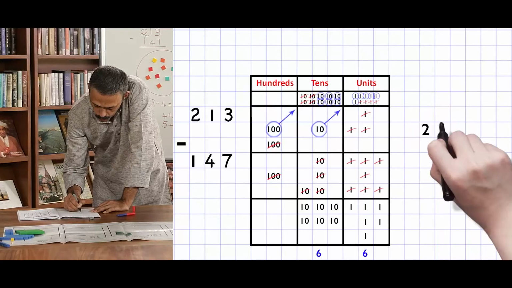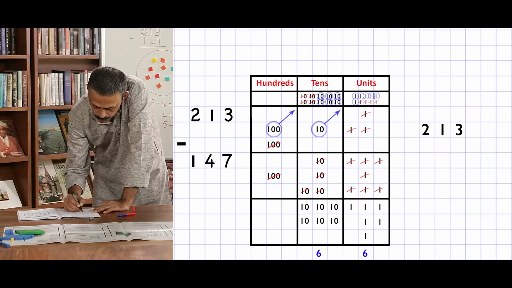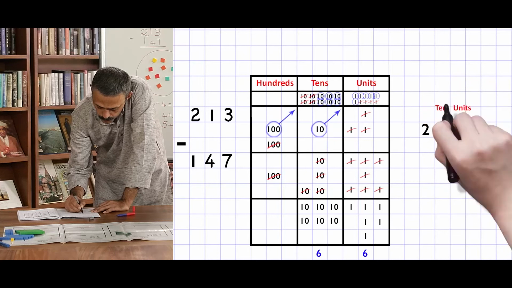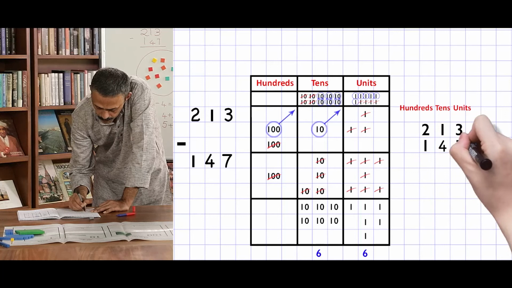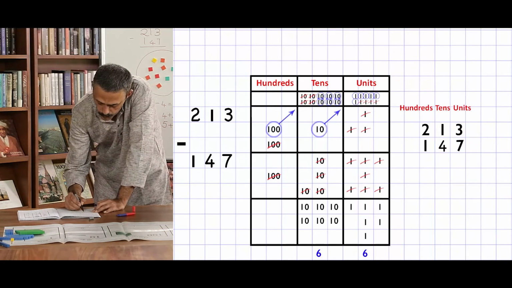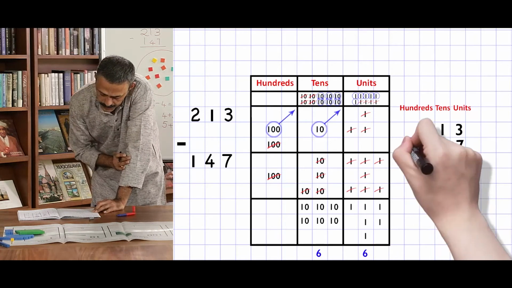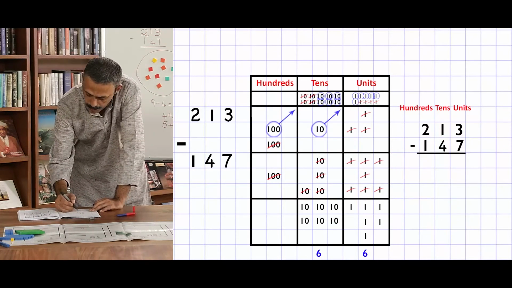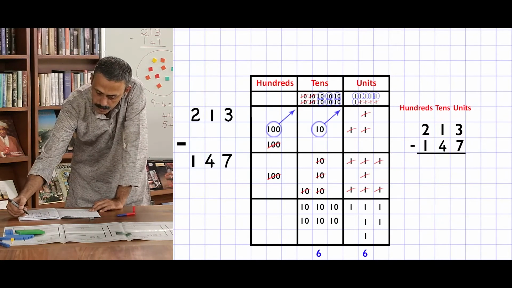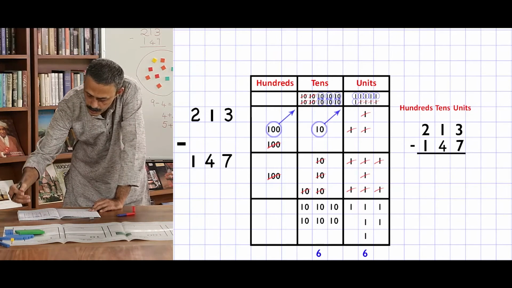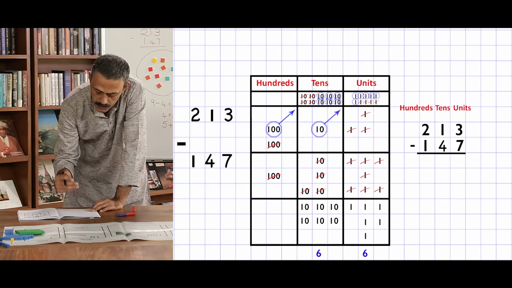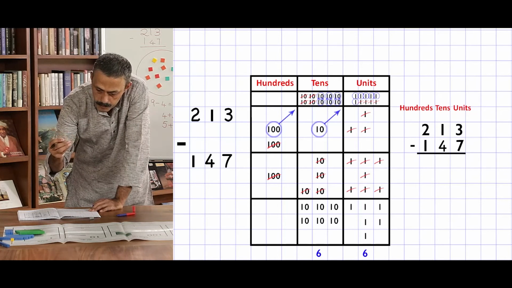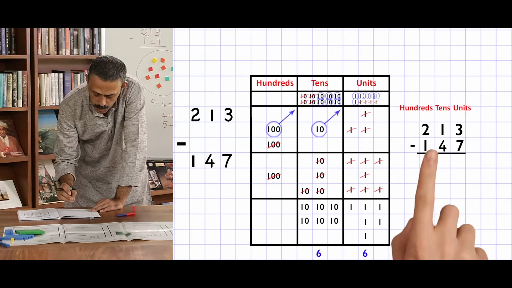So it is 66. How can we write it in the abstract form? Let us see that as well. 213, units, tens, hundreds, 147. We are subtracting 147 from 213. We have to remember the vocabulary. Whichever vocabulary we used in the concrete and representational stages should be used in the abstract stage. The same method should also be used.